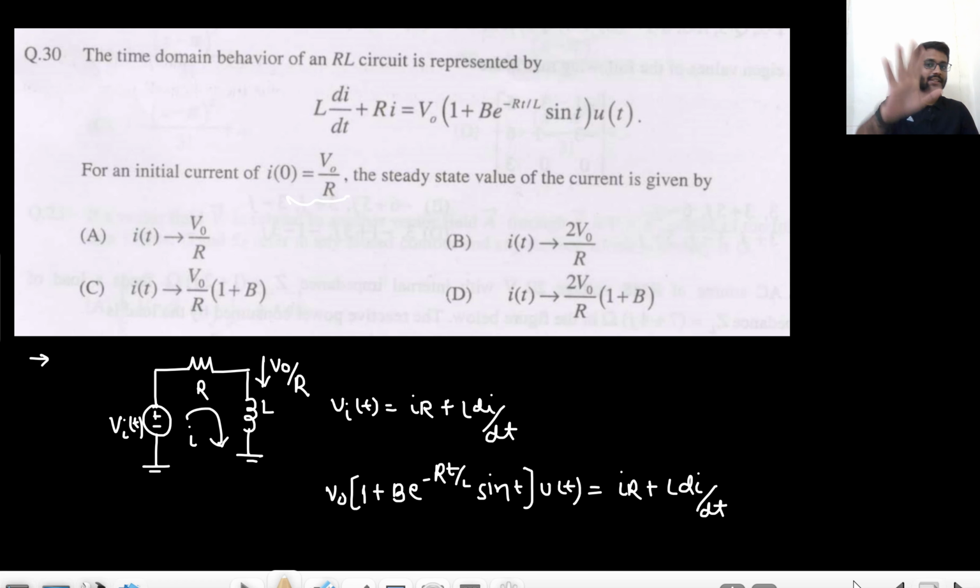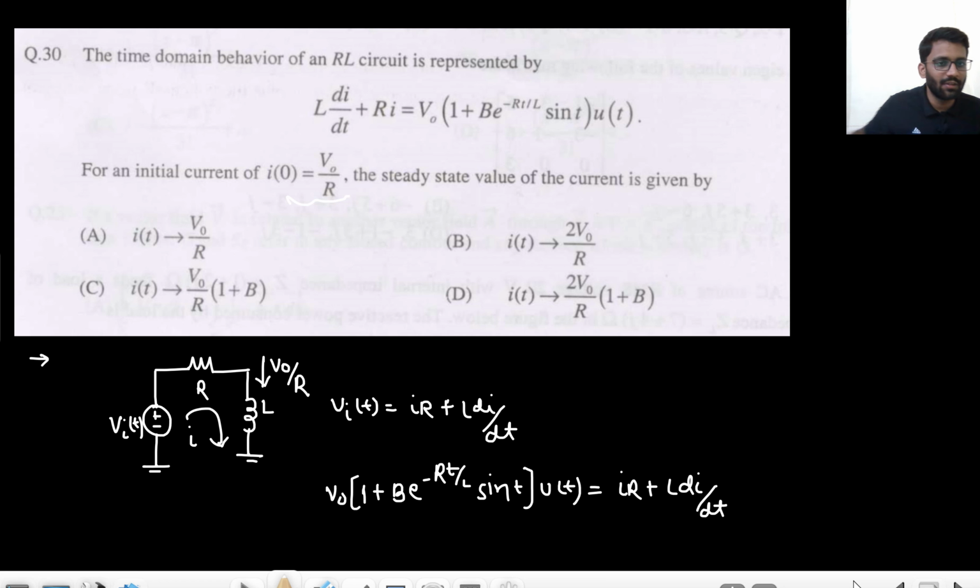At infinity, what is my steady state voltage? My voltage is also a function of time. But what is my steady state voltage? My steady state voltage is V naught. And what is my steady state condition? Steady state condition is that my inductor will be shorted. Simply the current will be V naught by R. That's it. If you are thinking about steady state, you don't need to think about initial condition. You don't need to think about anything. Just make the circuit at steady state. At steady state, my voltage will be V naught.